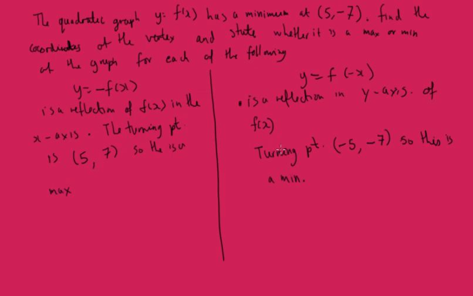And if you think about the graph we drew earlier, in the x-axis you're going to have that reflection, so that would flip the turning point from the minimum of f of x to a maximum in minus f of x. So I hope that helps.